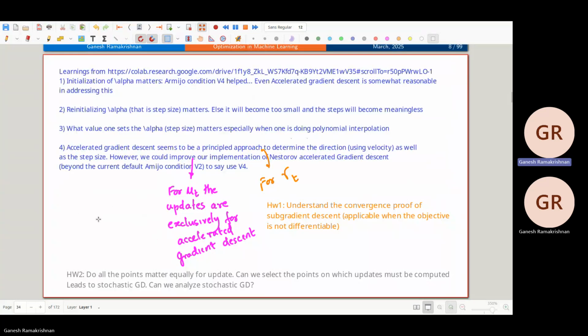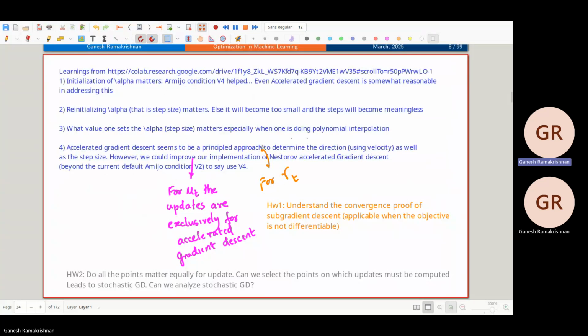A fourth point which you can observe in the Colab is that accelerated gradient descent is probably one of the most principled approaches to determine the direction. And that direction is giving you a principled way of estimating your step sizes. But there's a lot more that can be done, and that we will, instead of doing it through Nesterov, do through stochastic approaches.